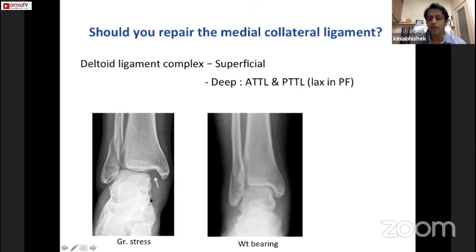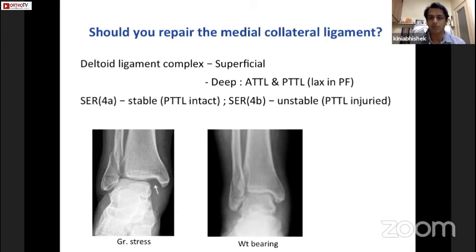While when you do a standing x-ray, when the patient is in plantigrade position, the PTTL is taut and brings the talus back into the mortise. So this is a very important concept: you check for deltoid insufficiency, not just the injury, but whether that injured deltoid ligament is insufficient, by testing it in a plantigrade position and not in a plantar flexed position.